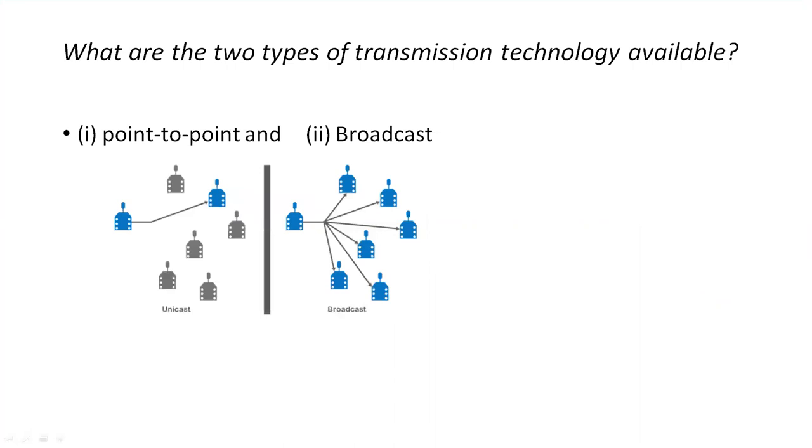What are the two types of transmission technology available? We have two types of transmission technology. The first one is the point to point, and the second one is the broadcast technology. The point to point is also known as unicast.